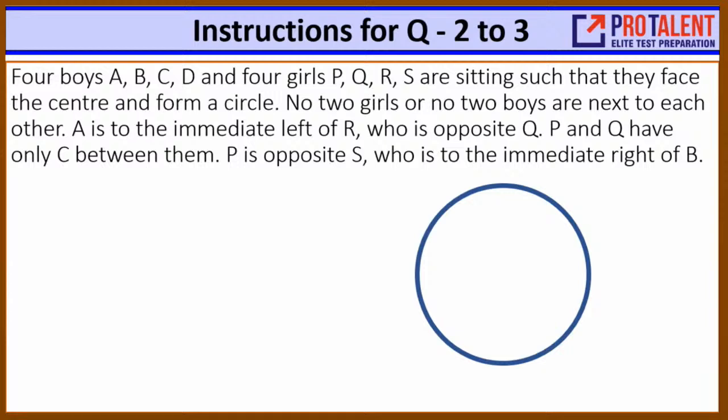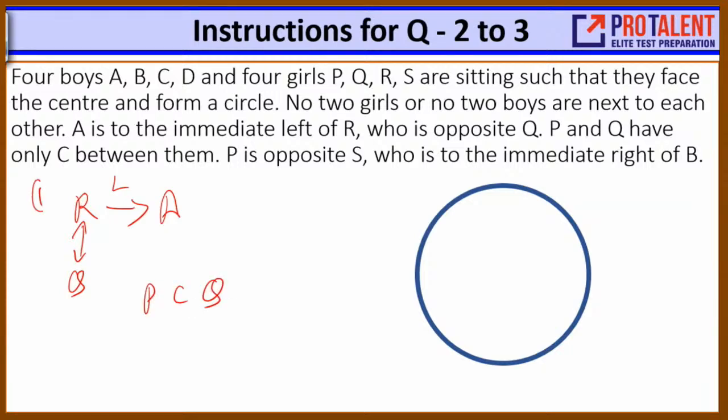So no 2 girls are and no 2 boys are next to each other. A is to the immediate left of R, who is opposite to Q. P and Q have only C between them.